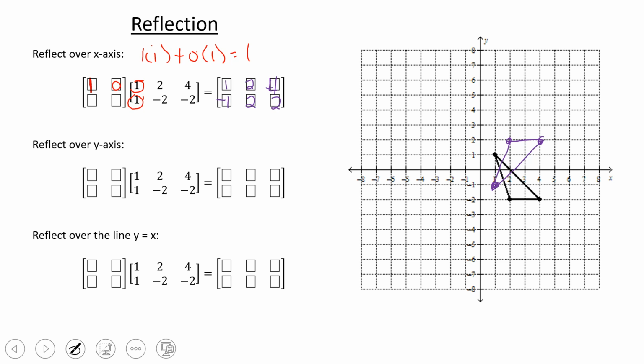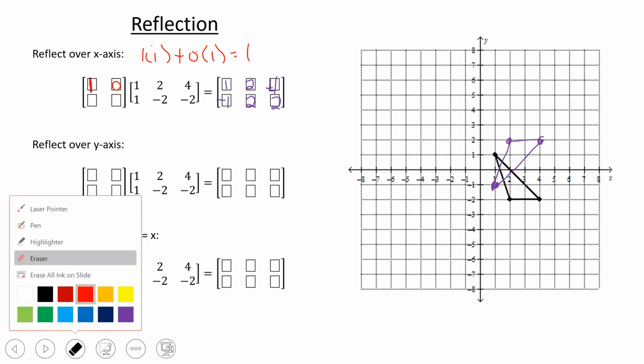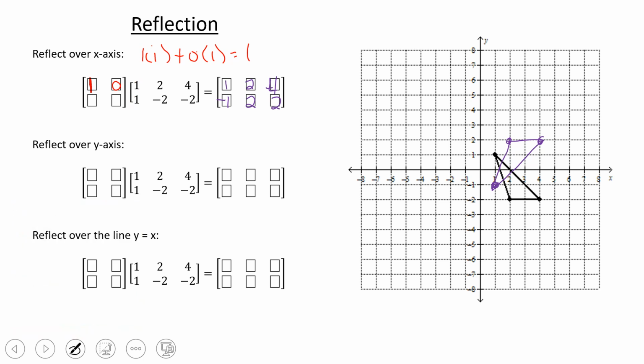And I can check that the whole way through. If I do row times second column, 1 times 2 is 2, plus 0 times negative 2, that is still 2. And it works for the third column as well. So now we need to figure out the bottom row of our multiplier, the 2 by 2 that we need to multiply by for this reflection to happen.